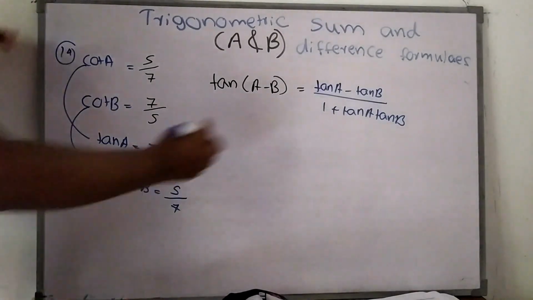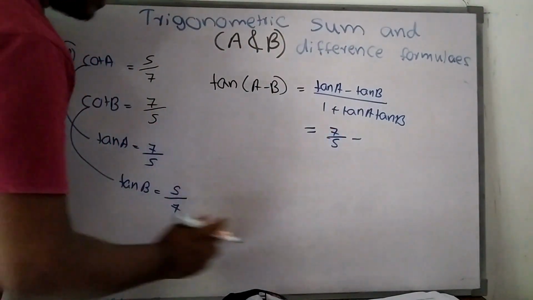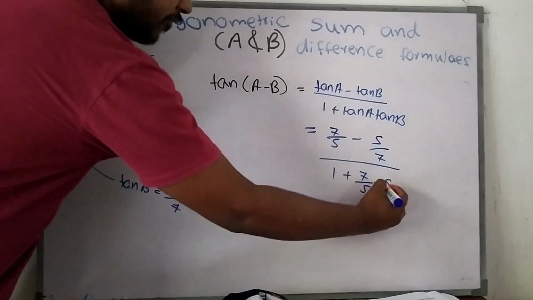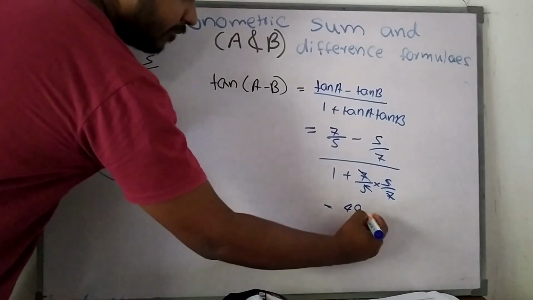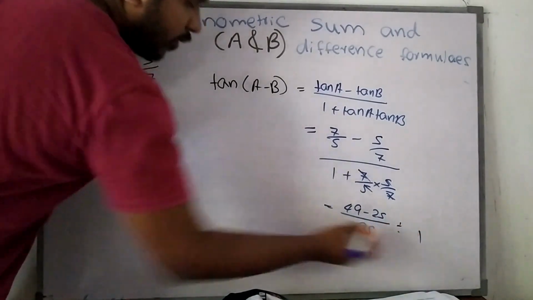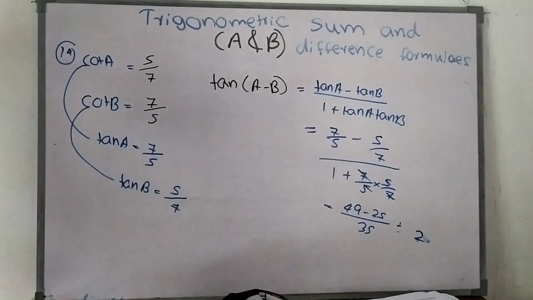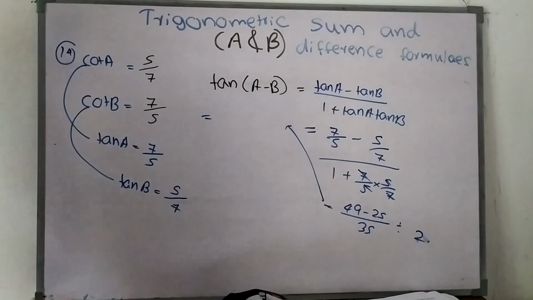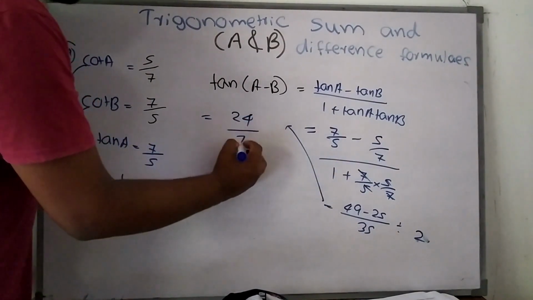Right? So then you just need to substitute it. 7 over 5 minus 5 over 7, over 1 plus 7 over 5 times 5 over 7. It's 2. So 49 minus 25 over 35, divided by 2. Right? Then it will be 24 over 70.